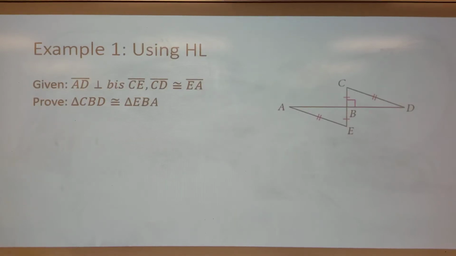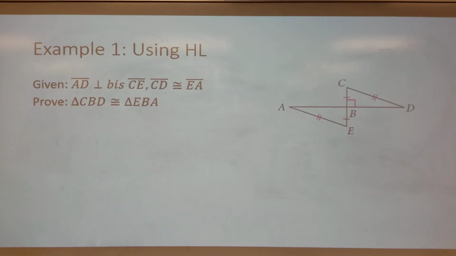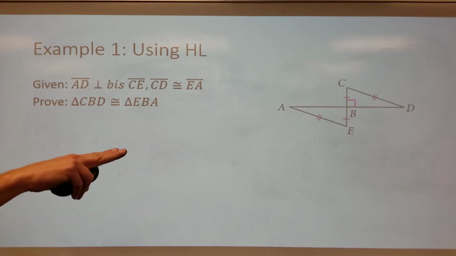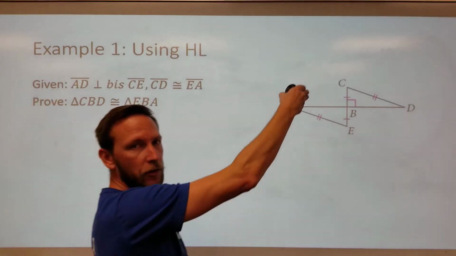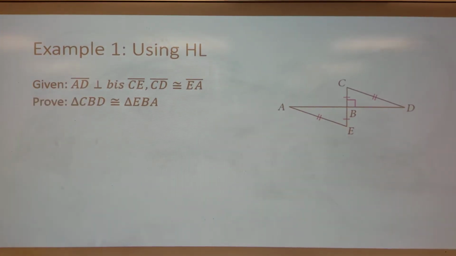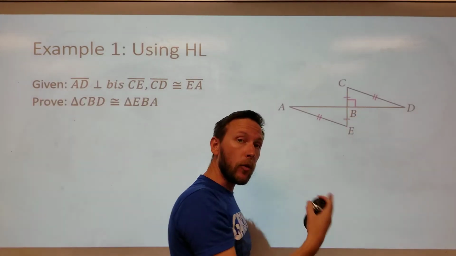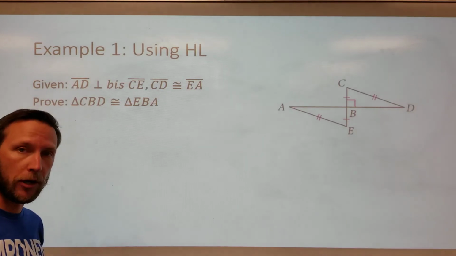Here, we are shown in this proof, draw that picture to the best of your ability, and mark this given information as needed. Segment AD is the perpendicular bisector of segment CE. There's two things happening there. One, it's intersecting to make right angles. So the angles around B are going to be right angles, which means that these triangles are right triangles.